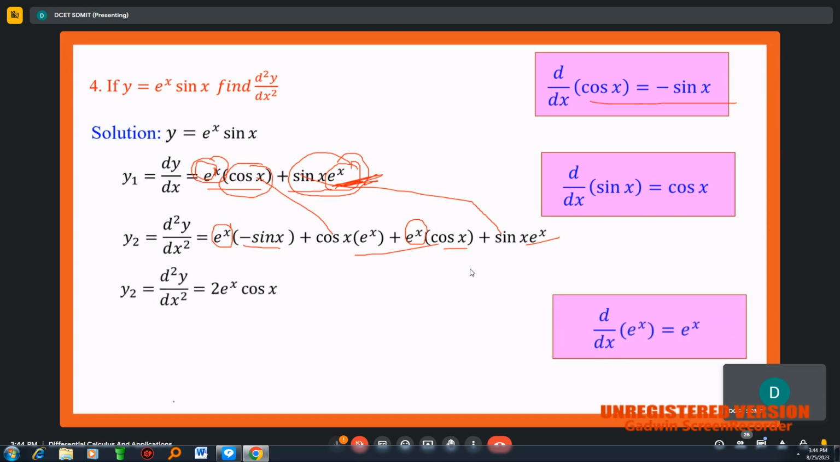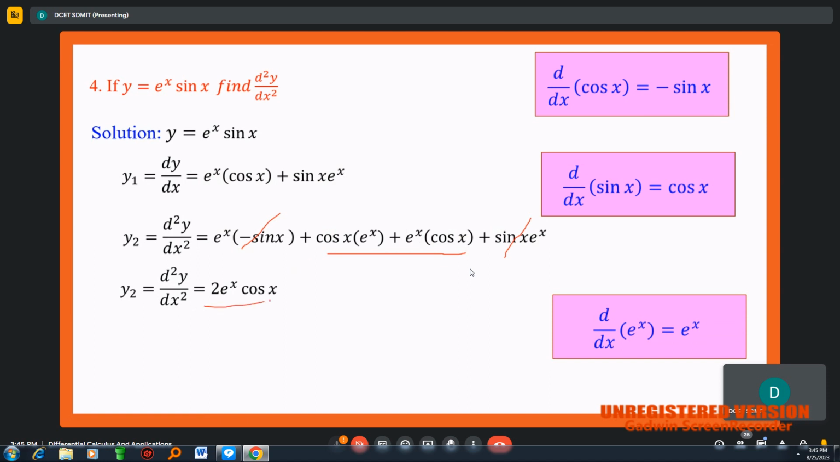Now, see here, minus sin x e to the power of x is cancelled with which term? Minus sin x e to the power of x is cancelled with e to the power of x sin x. What's the left term? E to the power of x cos x plus e to the power of x cos x, which is nothing but 2 into e to the power of x cos x. Okay, this is the required d square y by dx square for the function y is equal to e to the power of x sin x.